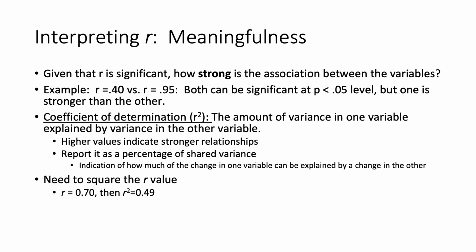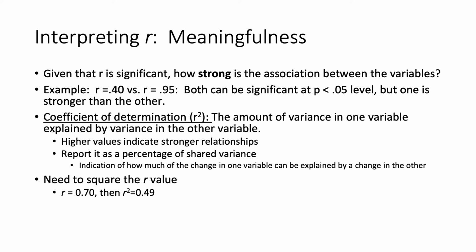So now that we determine the R value is significant, we really want to know how strong that relationship is between the variables, because the R value just tells us that an association exists. We want to also examine the strength of the association. So we can have an R equals 0.40 and an R equals 0.95 and both be significant where the p-value is less than 0.05, but one is stronger than the other.